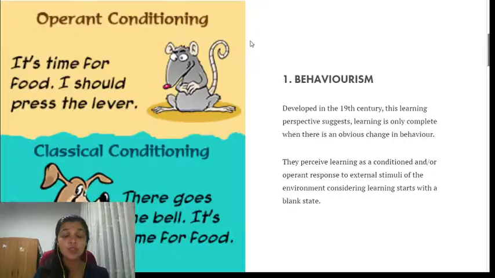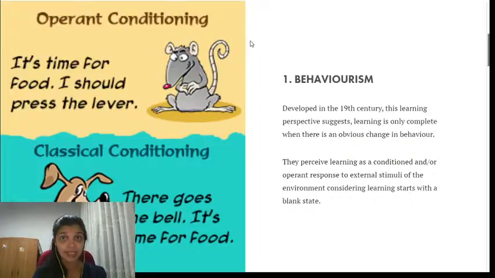So there are two types of conditioning that we talk about in behaviorism. Classical conditioning was developed by Pavlov, and operant conditioning was developed by another behavioral psychologist called B.F. Skinner.